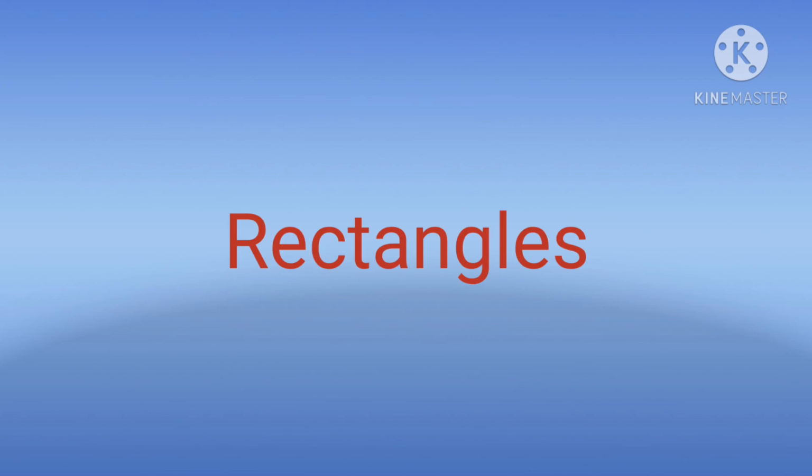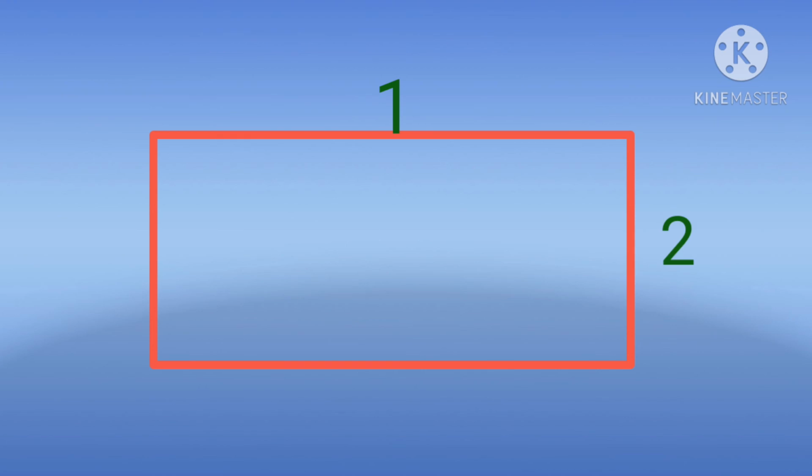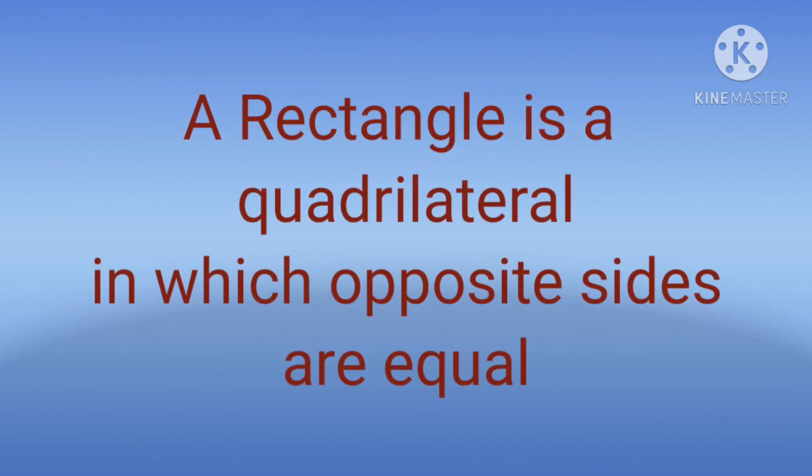You have already learnt about rectangles. You know that a rectangle has 4 sides and its opposite sides are equal. Because it has 4 sides, it is also a quadrilateral. So, a rectangle is a quadrilateral in which opposite sides are equal.